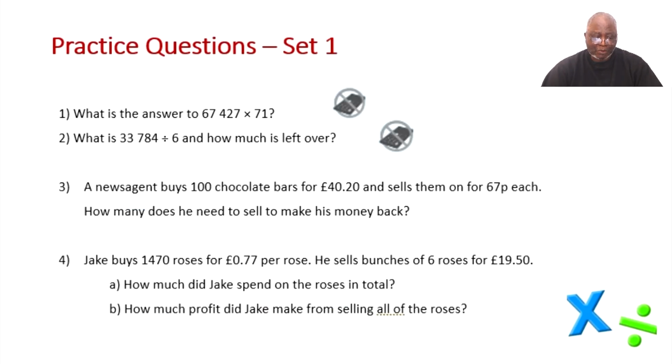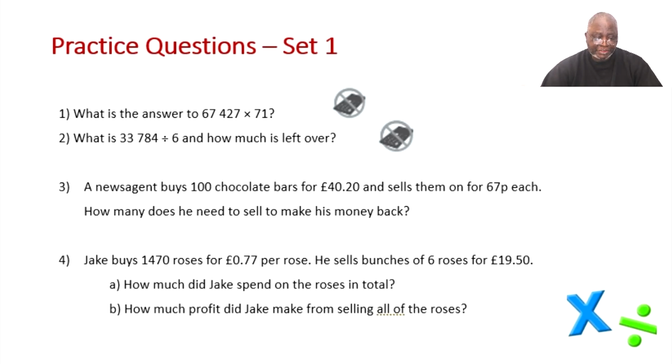Practice question set 1. Question 1: What is the answer to 67,427 times 71? Question 2: What is 33,784 divided by 6? And how much is left over? No calculators. If you use a calculator, you'll get that second question wrong.